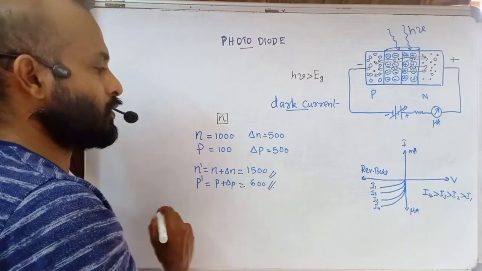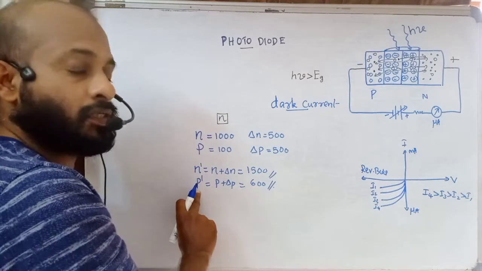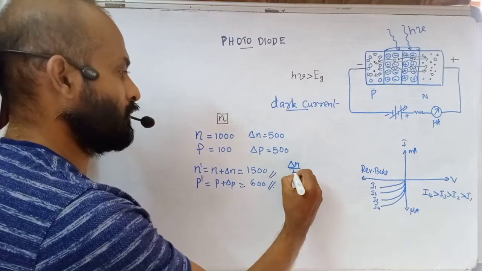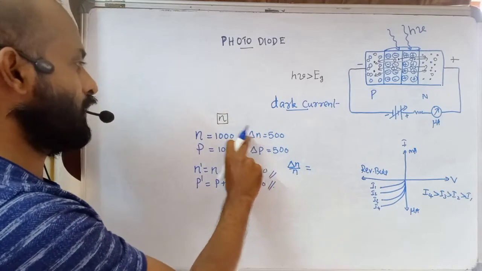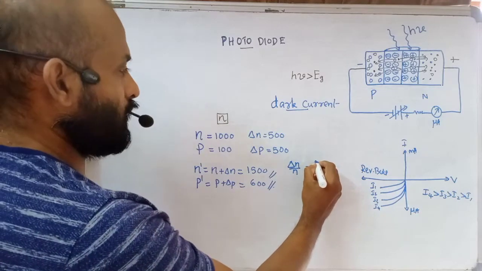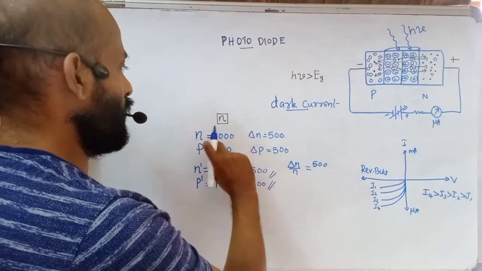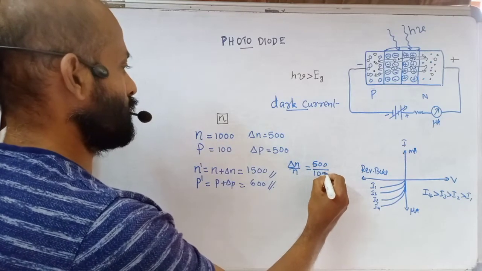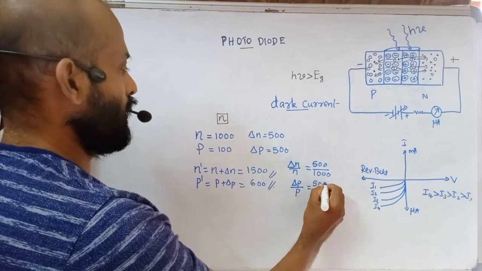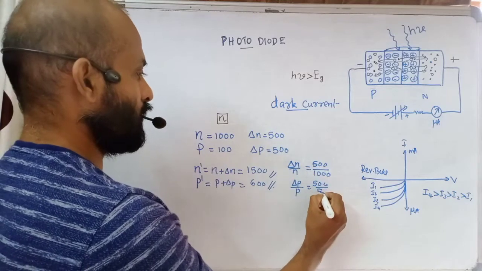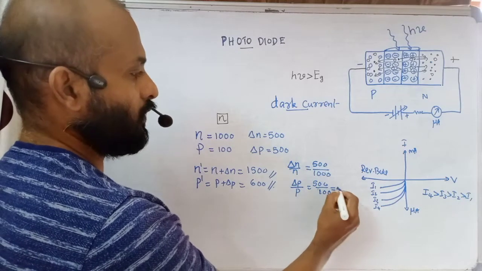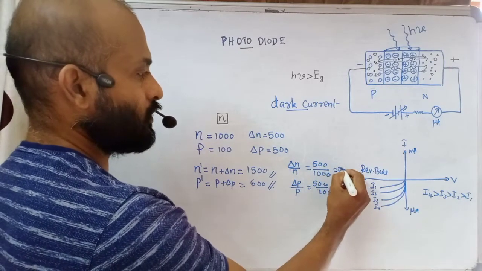Okay. Now we will take the fraction of majority charge carriers and minority charge carriers. That is, we'll take the ratio delta n by n. What is delta n divided by n? Delta n by n will be equal to 500 divided by n. What is n here? 1000. Okay. Now what is delta p by p? Delta p is 500. How many holes were there initially? Only 100. When you take the ratio, what will you get? You will get 5 here. Here we will get only 0.5.